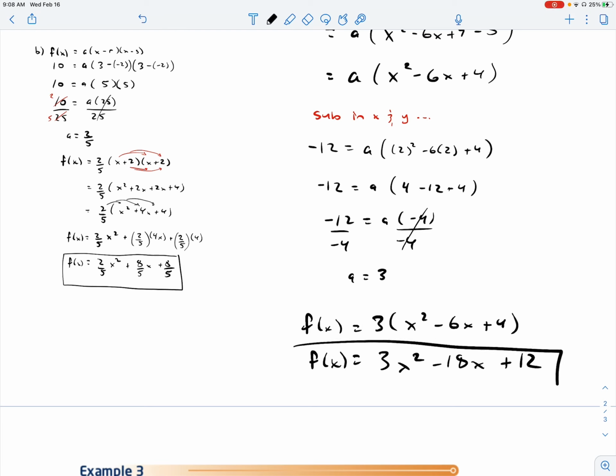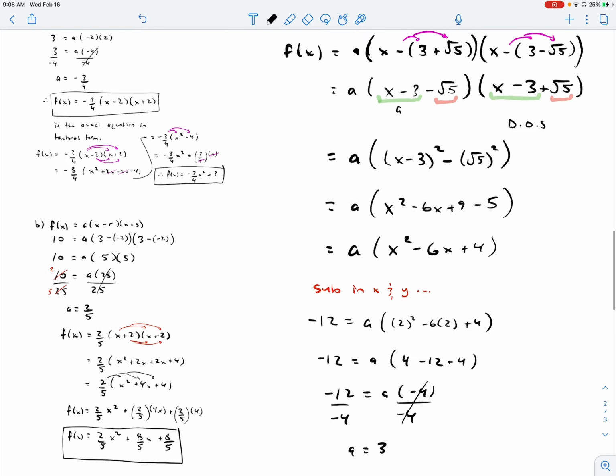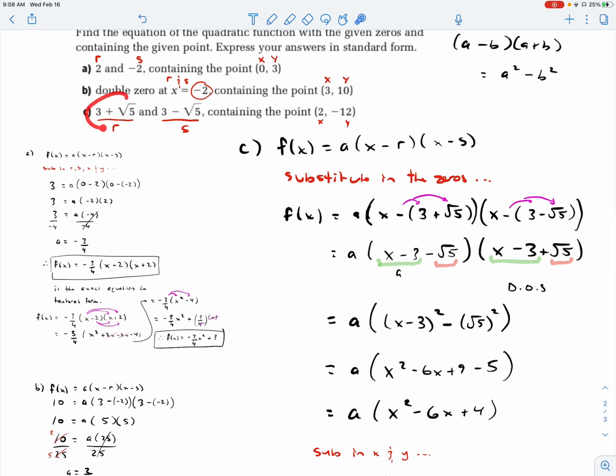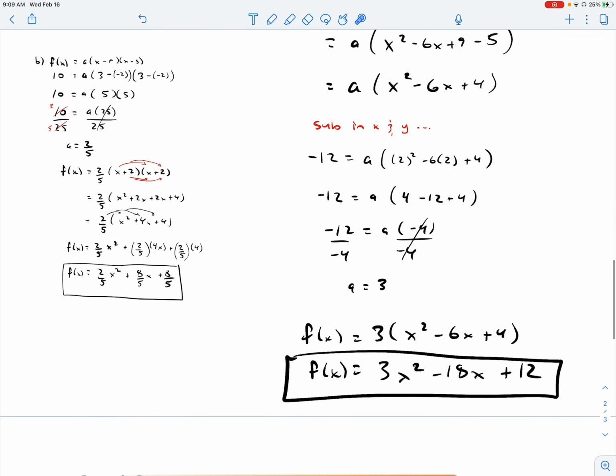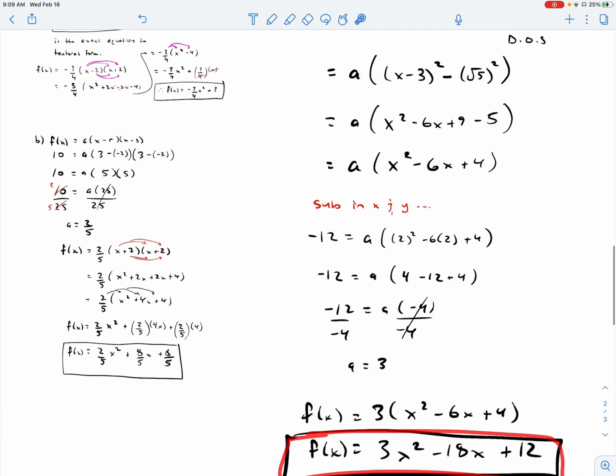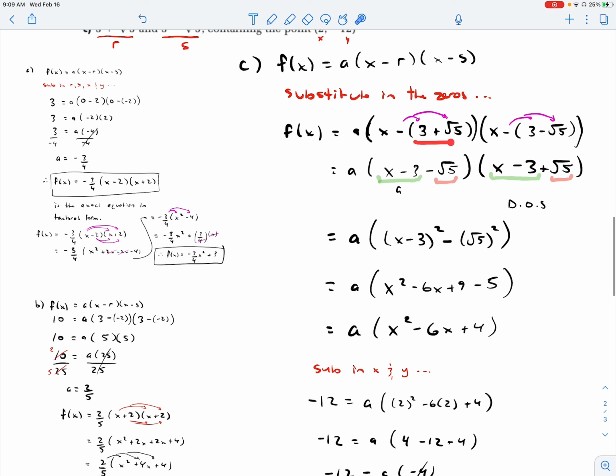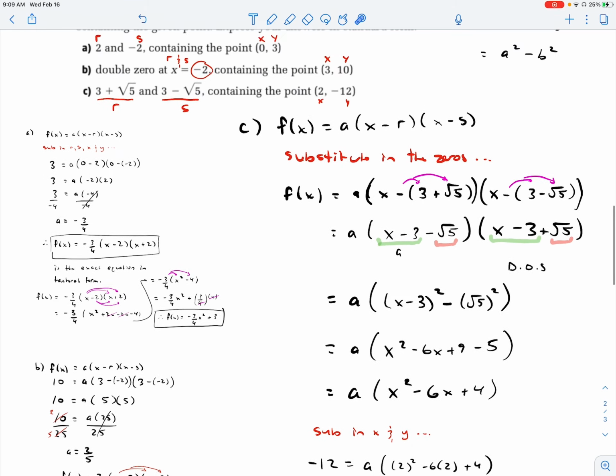So this is the equation for the specific quadratic that has these ugly zeros and passes through this point. And notice I got a nice clean function because I kept everything in the exact form, and I didn't panic, and I just worked with what we had. So yeah, that is how we handle those kind of zeros.